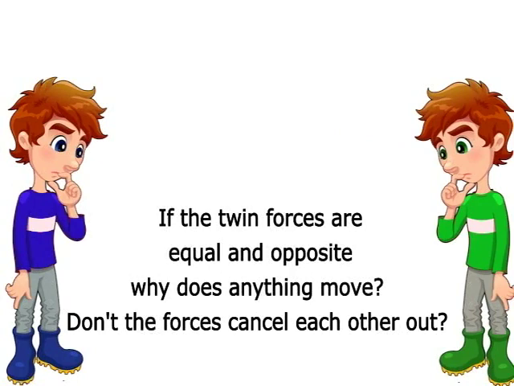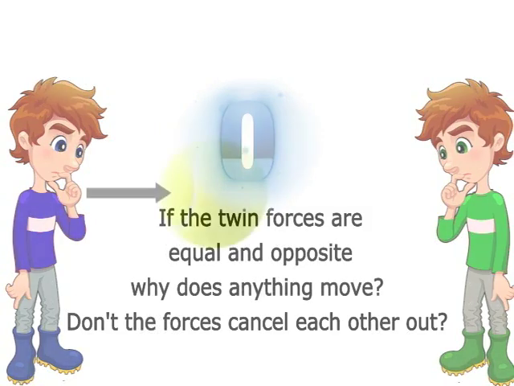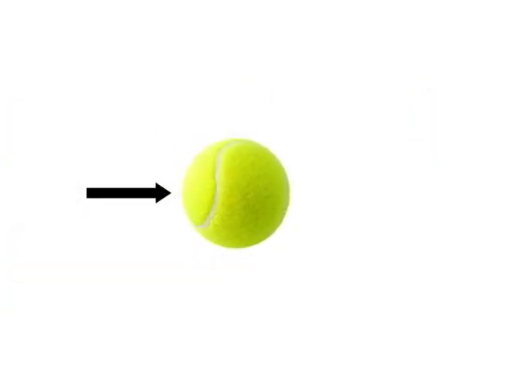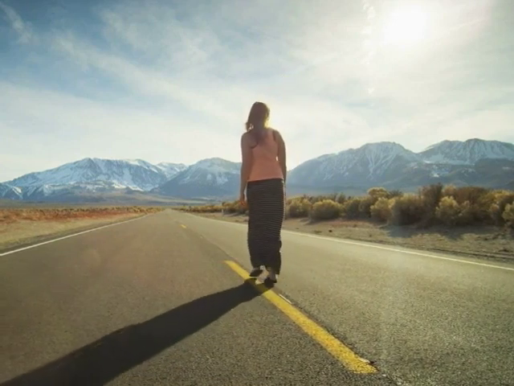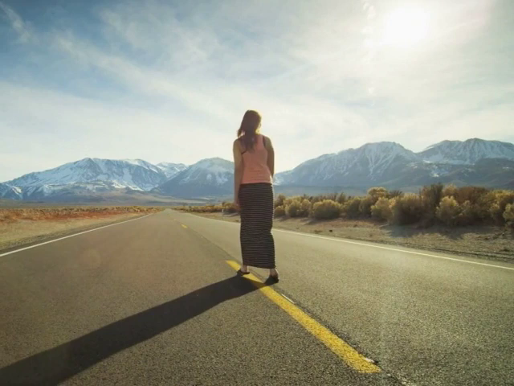If the twin forces are equal and opposite, why does anything move? Don't the forces cancel each other out? If the twin forces happened to the same object, then they would cancel each other out and nothing would move. It would be like you walking 3 or 4 steps forward, then 3 or 4 steps backward.